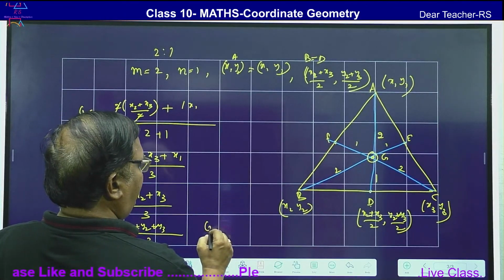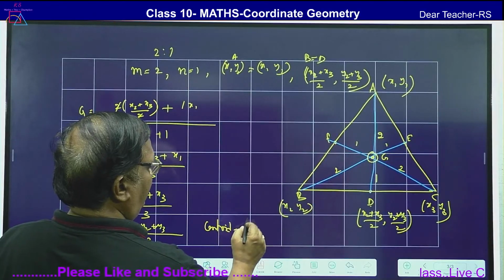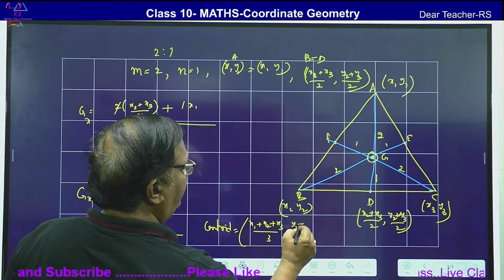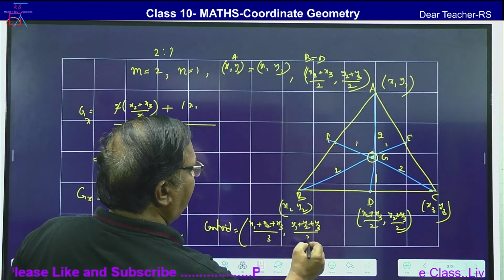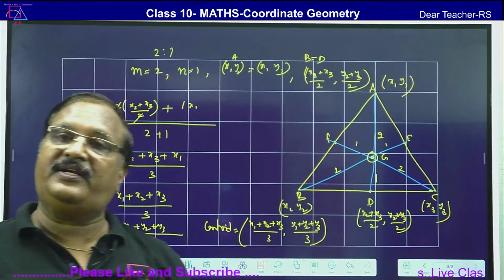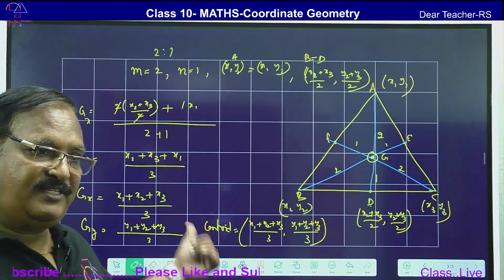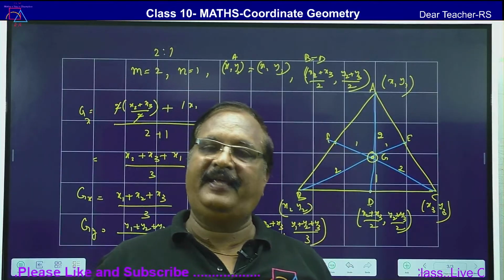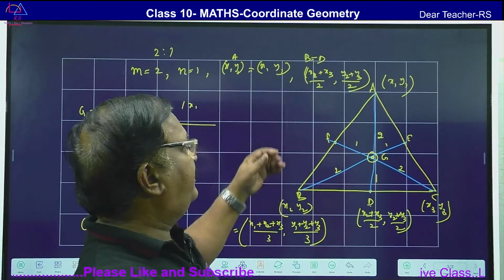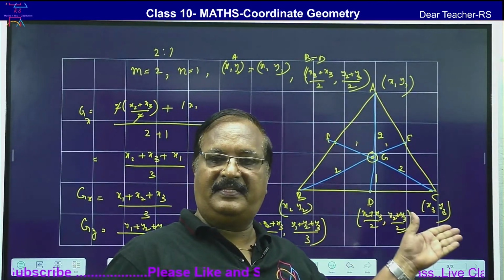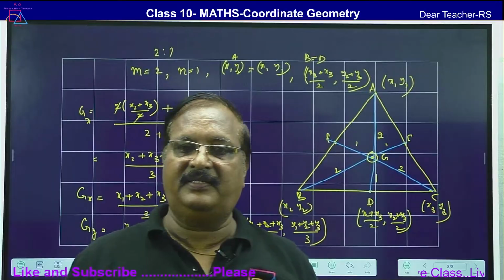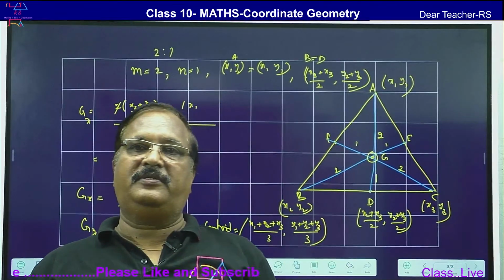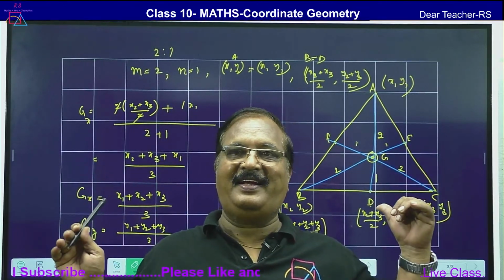So finally the centroid is equal to x1 plus x2 plus x3 by 3 comma y1 plus y2 plus y3 by 3. So this is the centroid formula. This is the derivation. Sometimes in the examination the coordinates of the triangle ABC will be given: x1 y1, x2 y2, x3 y3. Find the coordinates of the centroid. It will become a 4 marks or 5 marks question.